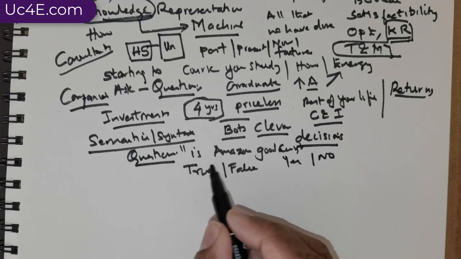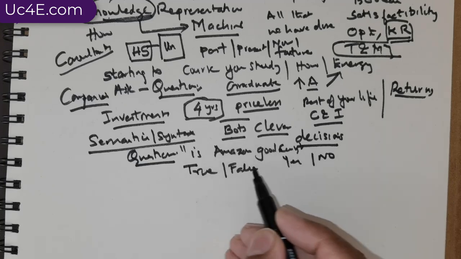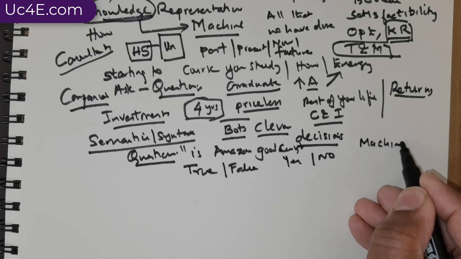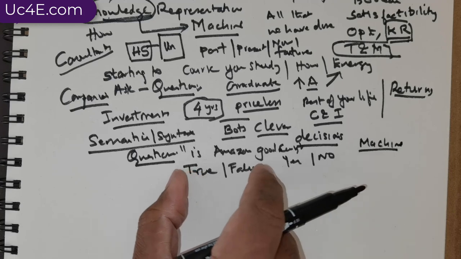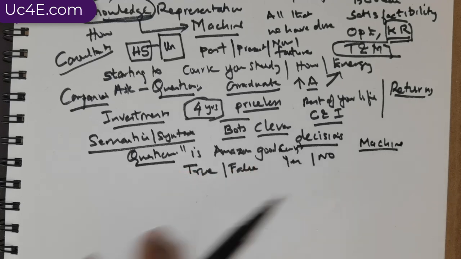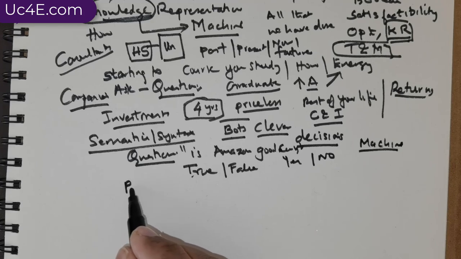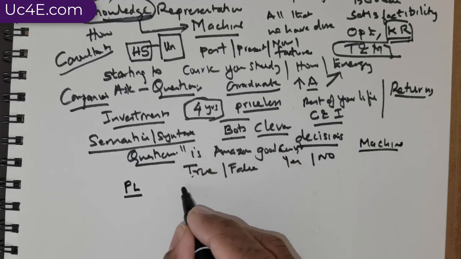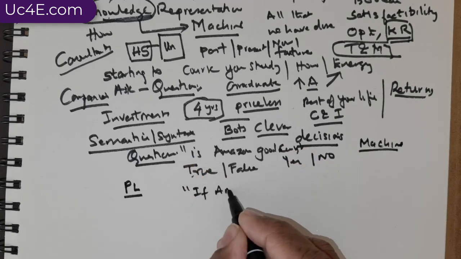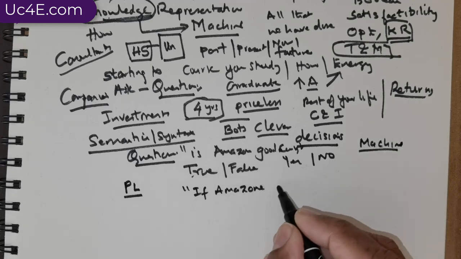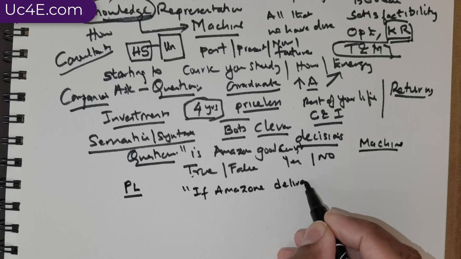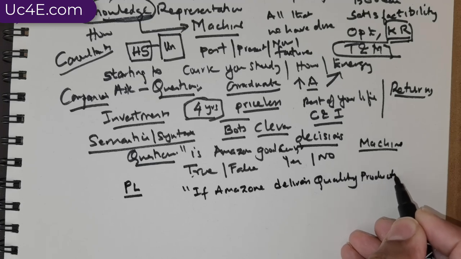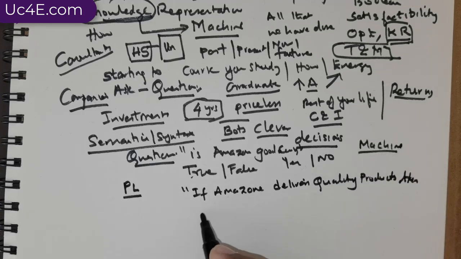So over here, I have asked the question, is Amazon a good company? But when I'm interacting with the machine, I cannot ask the question in this fashion. I need to put the question in a certain manner that the machine is able to understand. That is where the concept of propositional logic comes into play. So how will I rephrase this entire question, is Amazon a good company? I will rephrase it like this: if Amazon delivers quality products, then Amazon is a good company.